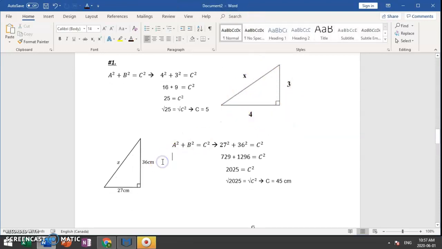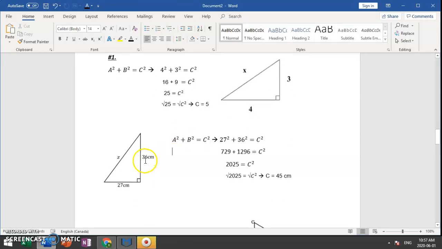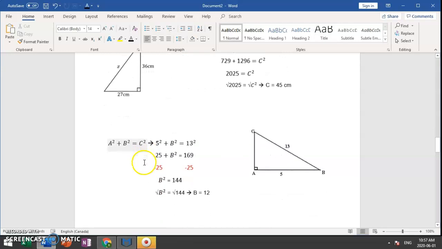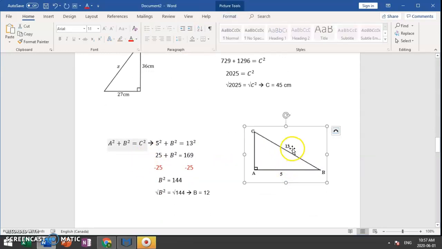I'm going to skip this one because it's the same thing we just did. No difference at all, just using different numbers. Let's do this one. We have this length is 5, and this time it gives us the length of C, or our hypotenuse is 13. It tells us that. So we have to do some rearranging in our equation. So let's call this A, 5. We'll call this unknown length B, and this one is always going to be C, right? The longest side, across from the right angle.